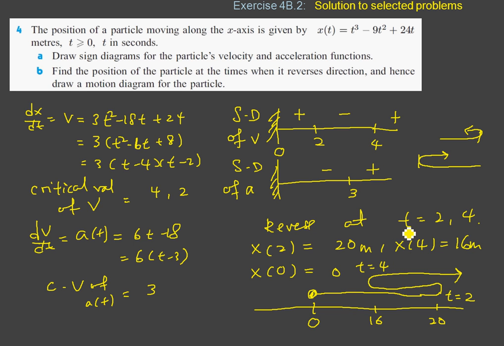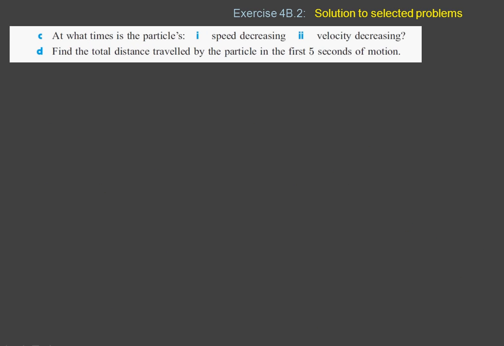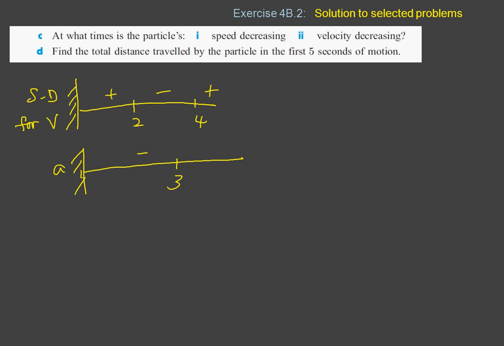So let's tackle part C and D of the same problem. Okay, I need a pen. And to answer part C, you need the sign diagram. I will just do it here. 2, 4. Okay, this is the sign diagram for v, and this is the sign diagram for a. This is time.